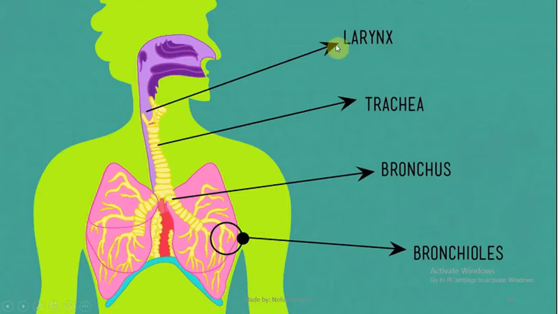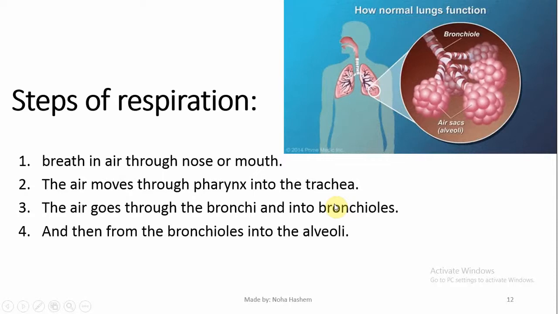So again, we have the pharynx in this part, then the larynx, then the trachea, and then we have the bronchus, and the bronchus in each lung branches into smaller parts we call bronchioles. So, the steps of respiration.